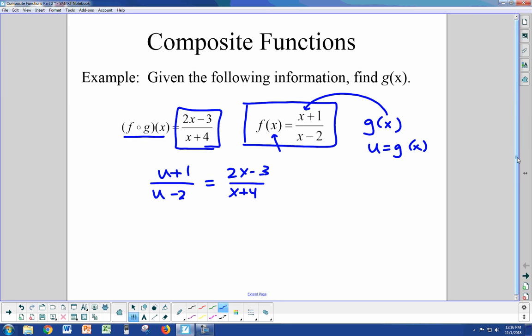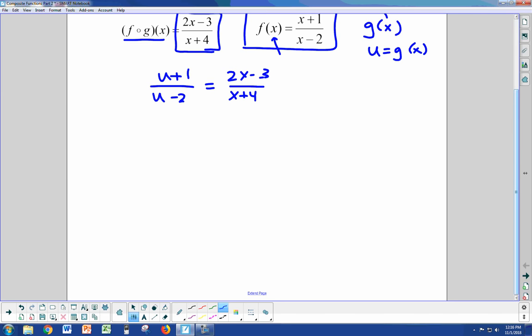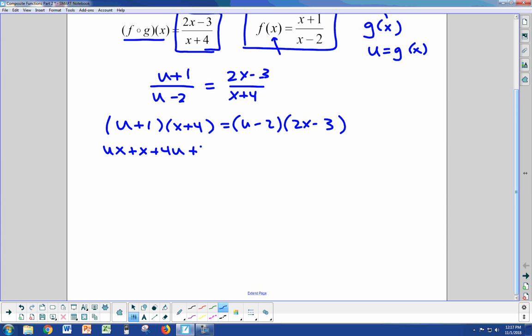In this particular case, we can see that by cross multiplying, we get (u plus 1) multiplied by (x plus 4) is equal to (u minus 2) multiplied by (2x minus 3). Let me just crank this out for you. This is ux plus x plus 4u plus 4, and that's equal to 2ux and then minus 4x, minus 3u and plus 6.